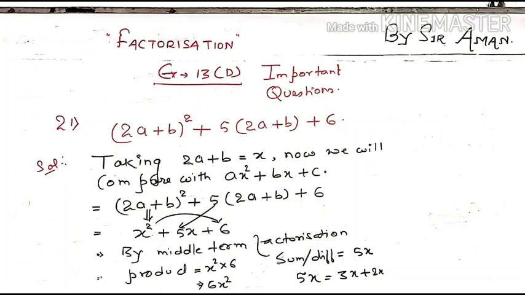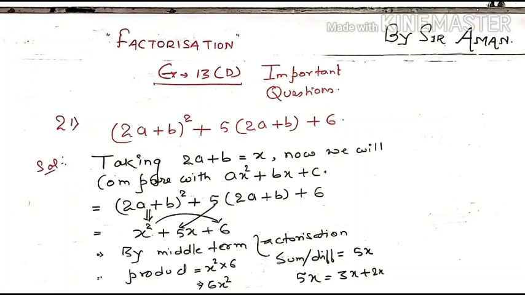let us start. Now you see the question: (2a + b) whole square + 5(2a + b) + 6. In this question, first we will try to compare with the standard form ax² + bx + c, and we will try to change it into this form. For that, what we have to do is take 2a + b = x and substitute the value.